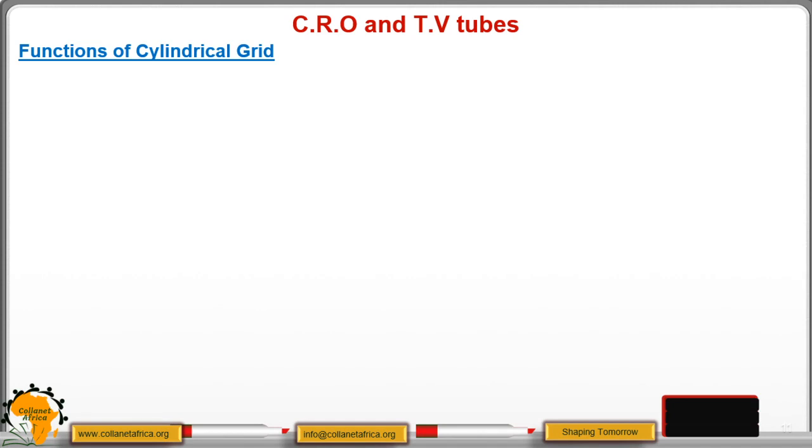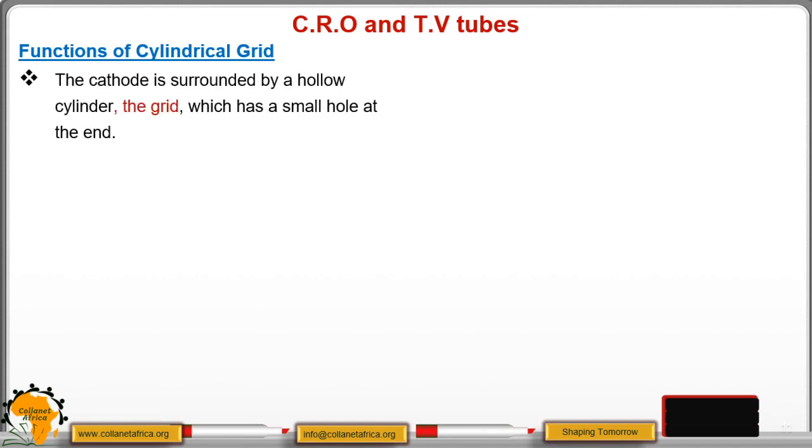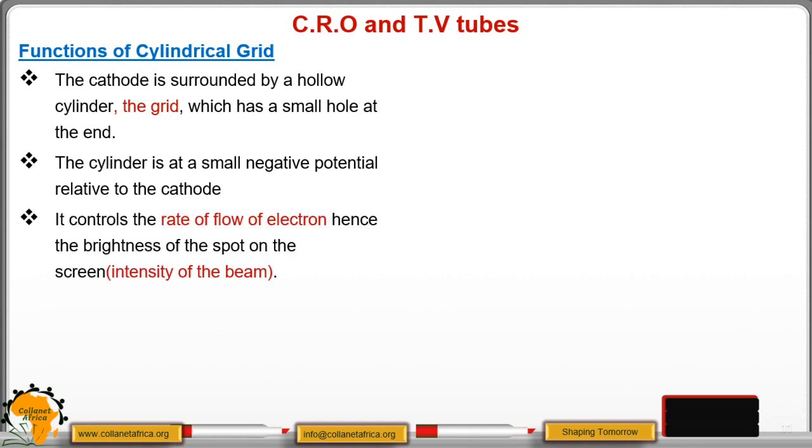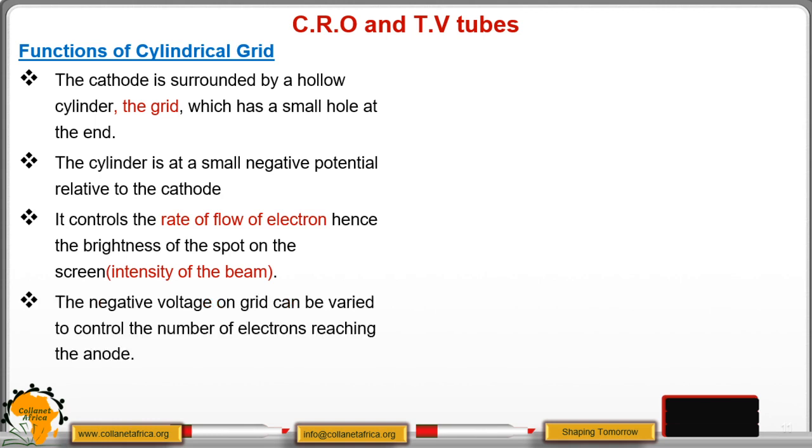Then we have the functions of the grid. The cathode is surrounded by a hollow cylinder, and this cylinder has a small hole at the end. This cylinder is what we call the grid. The grid is at a small negative potential relative to the cathode. In other words, it is also negatively charged, connected to a negative terminal. Its work is to control the rate of flow of electrons. In other words, it controls the brightness of the spot, or what we call the intensity of the beam.